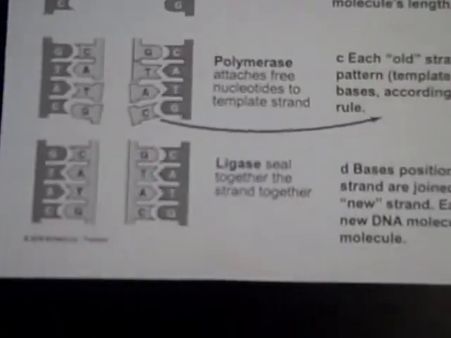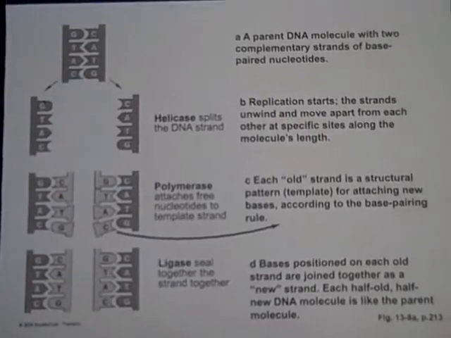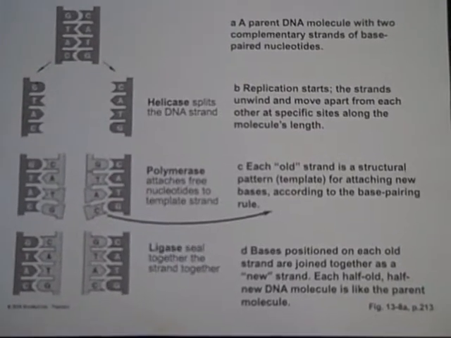Once again, the net result is the exact same sequence, just now one is half old and the other is half new. That's kind of the difference. Once again, the whole process of DNA duplication or replication takes place during the S phase, or synthesis phase, of the cell cycle.